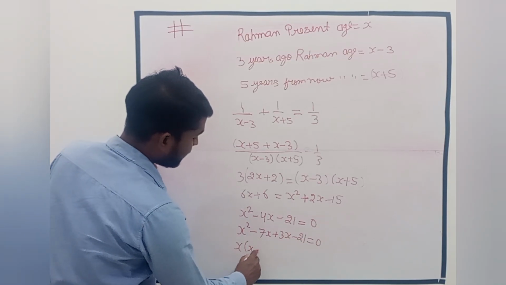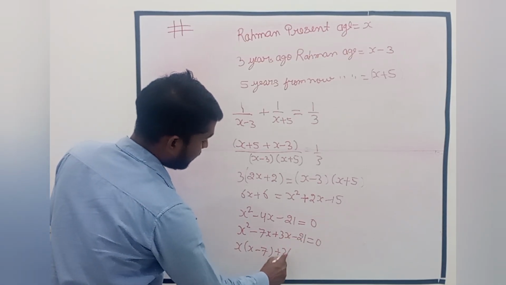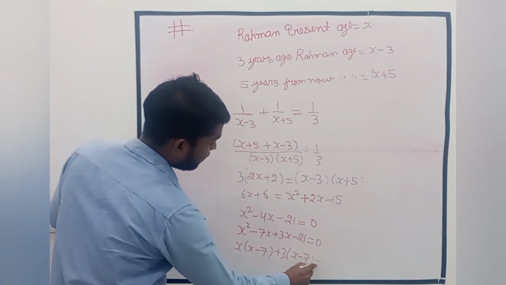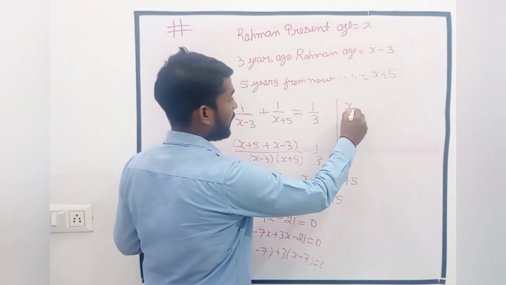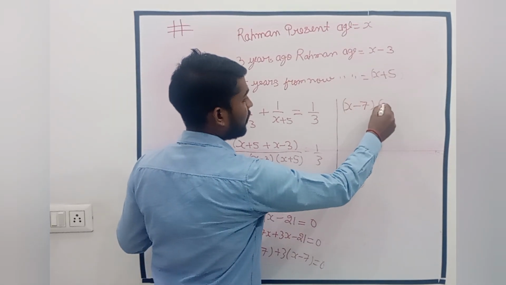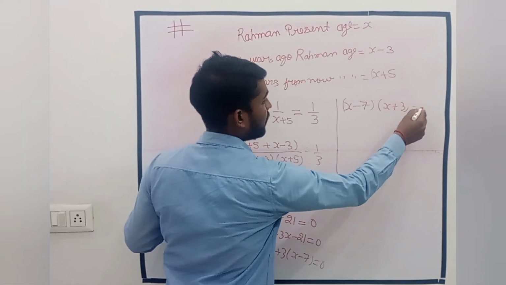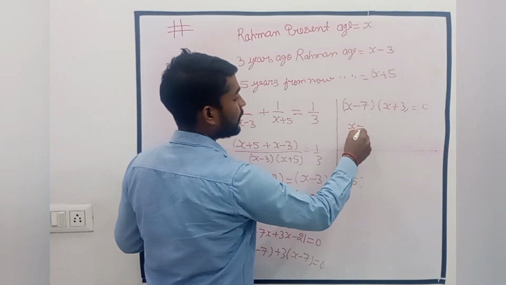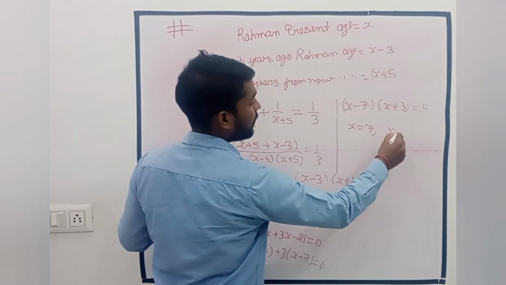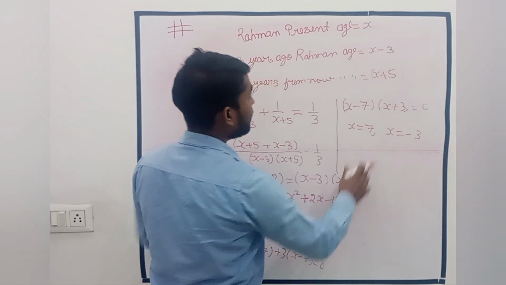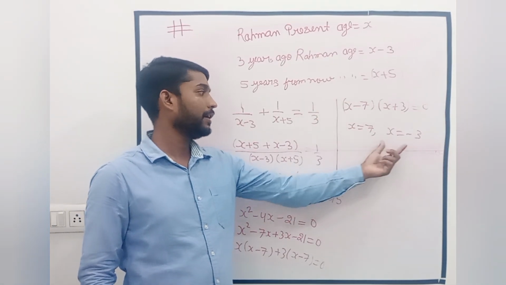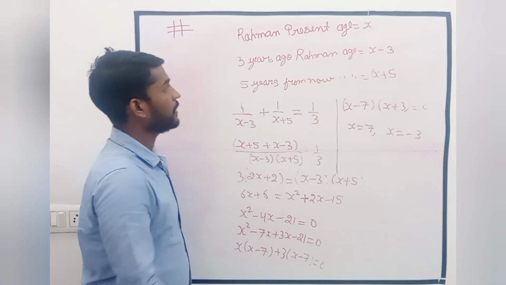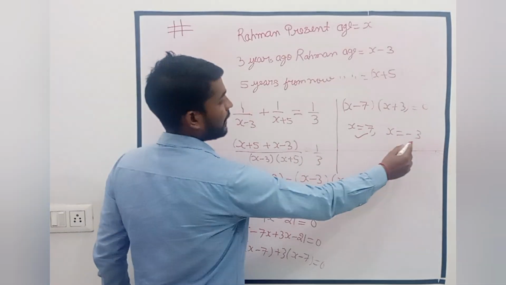This is x minus 7 plus 3 times x minus 7, and we have two factors: x minus 7 or x plus 3. From here we calculate the value of x as 7 and x as minus 3. Again, this is related to age, which means we count positive integers, so minus 3 will be eliminated, and therefore the present age of Rahman is 7.